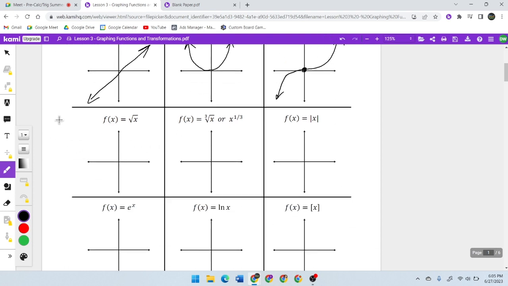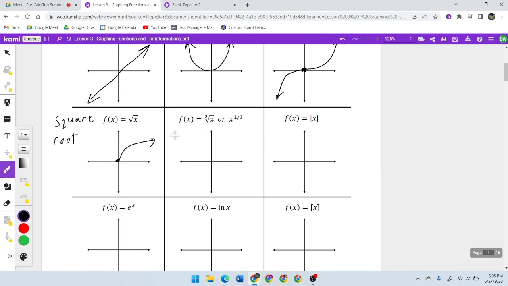The next one is the square root function, one of our favorites. Remember that the square root function starts at 0, 0, the origin, and then goes up like this and continues in that direction. And there's no function on the left side. It just starts at 0, because you cannot have negative square roots.